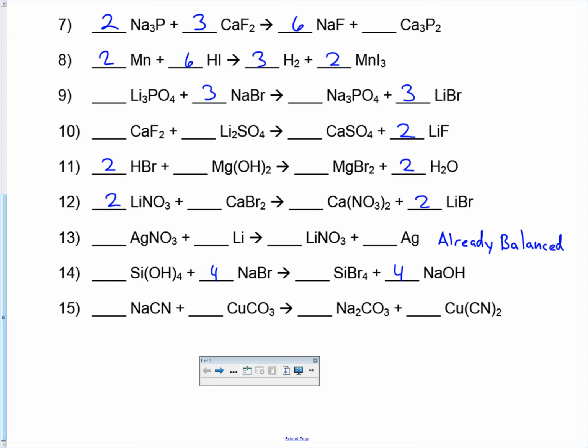Looking through this next one, a sodium, we need to put a 2 here to get the right number of sodiums. CN is cyanide, there's 2 on both sides, 1 copper on both sides, 1 carbonate on both sides, so it looks like we're good to go.